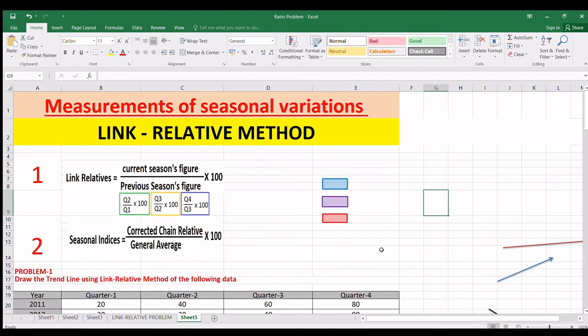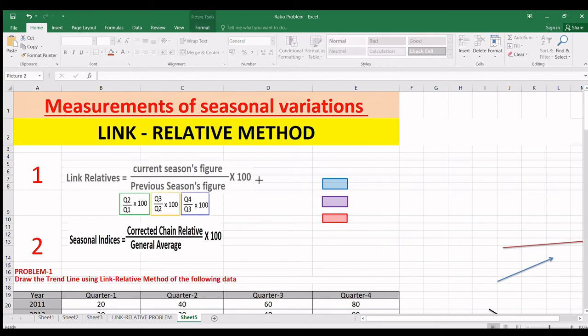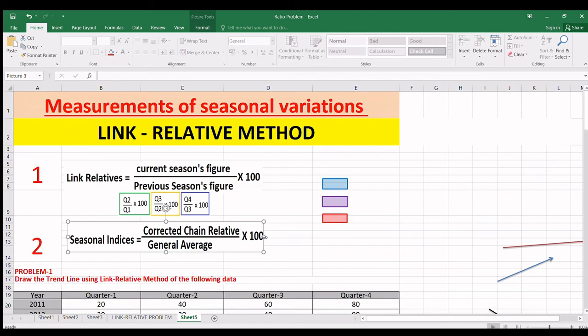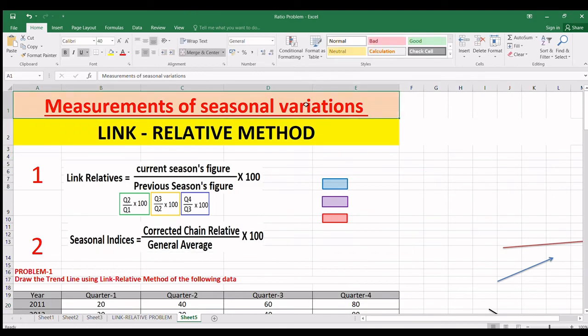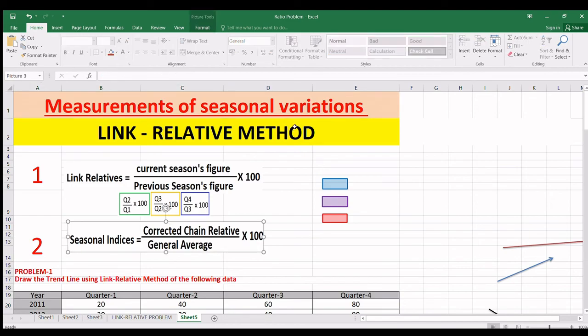Link relative method. This is the last method of our seasonal variation. This method is a very important method. So let's start with this method. In the link relative method, we have two formulas. The first formula is the link relative. The next formula is the seasonal indices. In seasonal variation, all we are going to create is seasonal indices. We are going to create the seasonal indices for all the methods. Here also we are going to find the seasonal indices. But before calculating the seasonal indices, we have to calculate the link relatives.